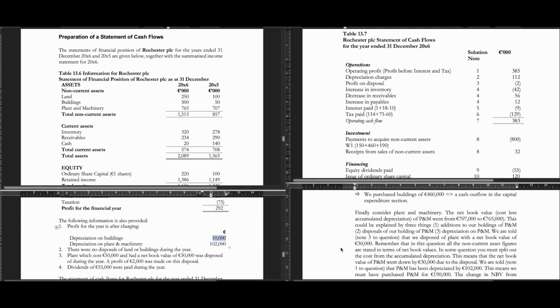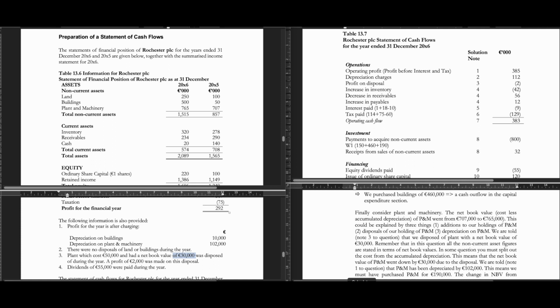What we now need to explain is how the 707 changed into 765. This can be explained by three things. Firstly, additions to our holdings of plant and machinery. Two, disposals of our holdings, and three, depreciation. We know that depreciation on plant and machinery is 102,000. We know that we disposed of 30,000 at net book value, and we're working in net book value here. We're not given any information about the costs.